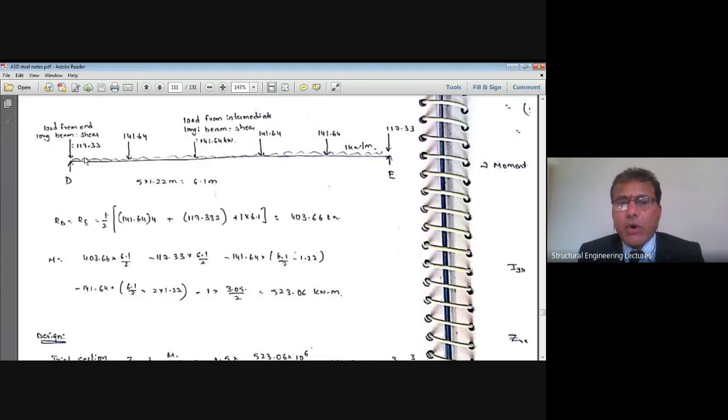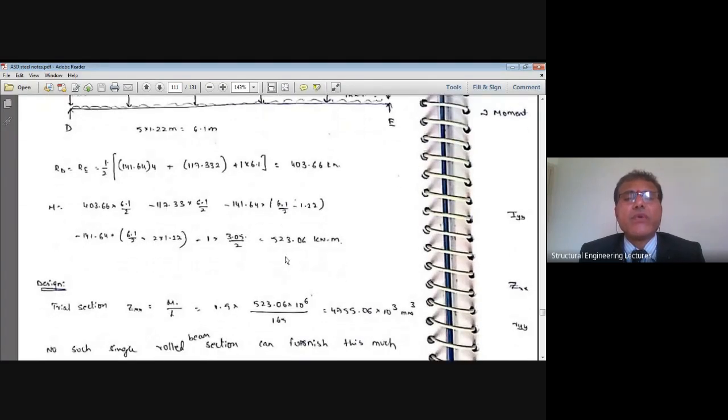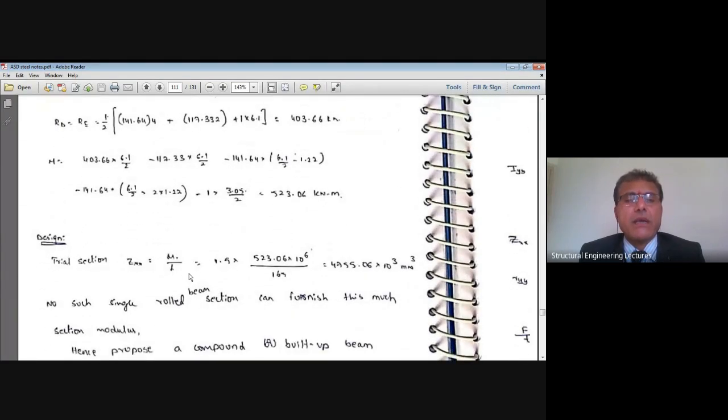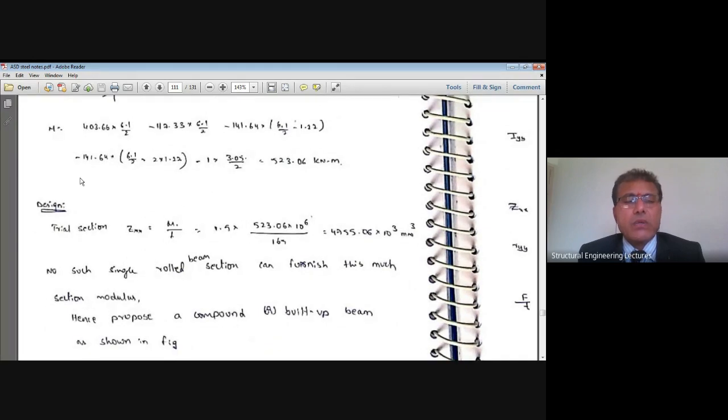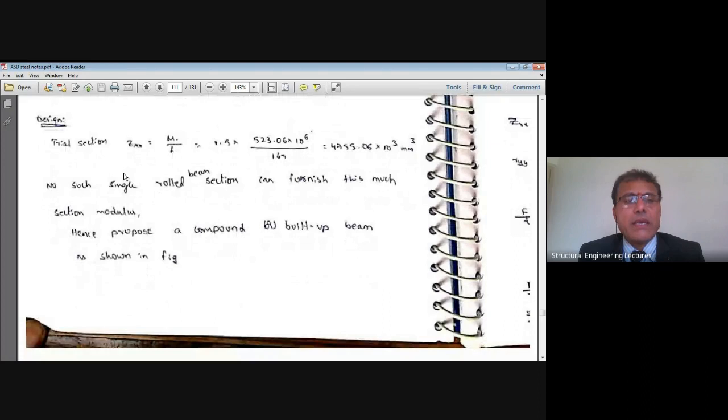It is acting over 3.05, or 1 multiplied by 3.05, which is concentrated at 3.05 by 2, or that works out to 1 multiplied by 3.05 whole square divided by 2, right? Therefore, now I'll get the maximum bending moment at midspan as 523.06 kilonewton-metre.